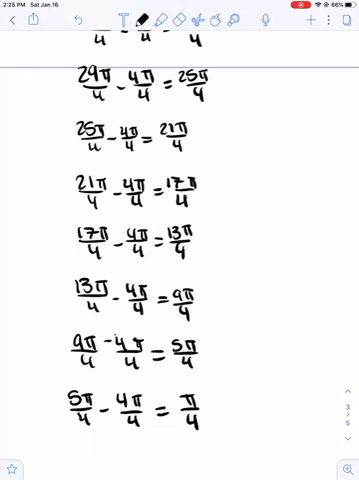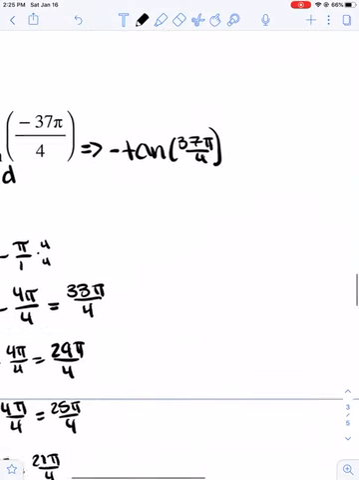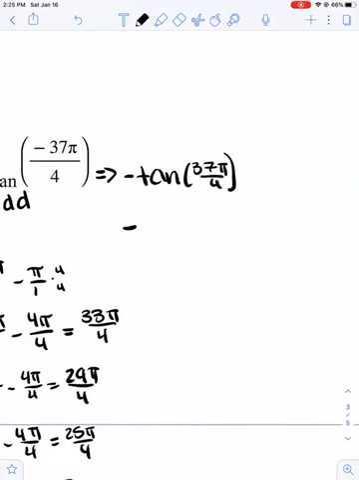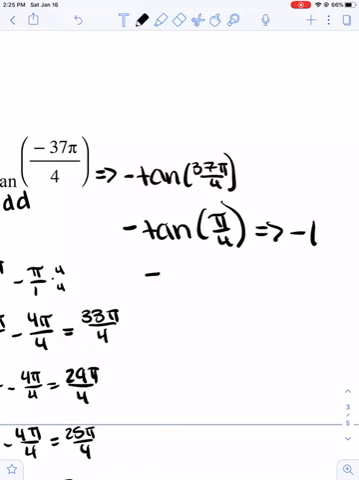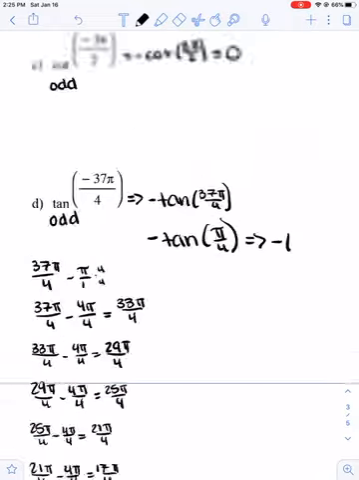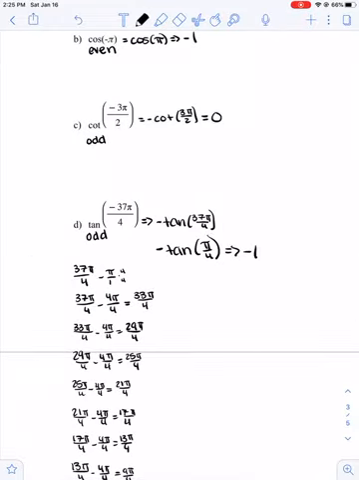So let's go back up. And so we have the negative tangent of pi over 4. Tangent of pi over 4 is 1. And then we have that negative. So this equals -1.